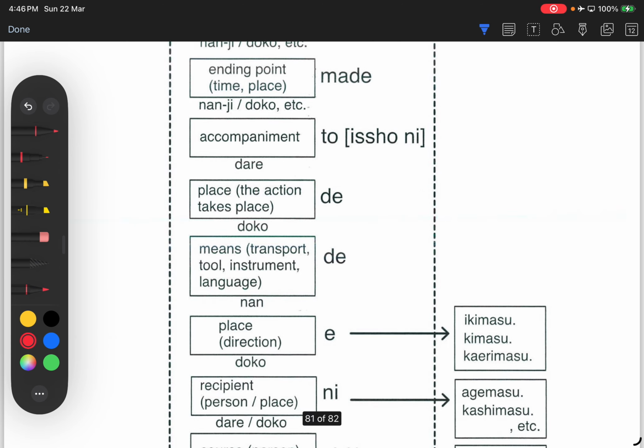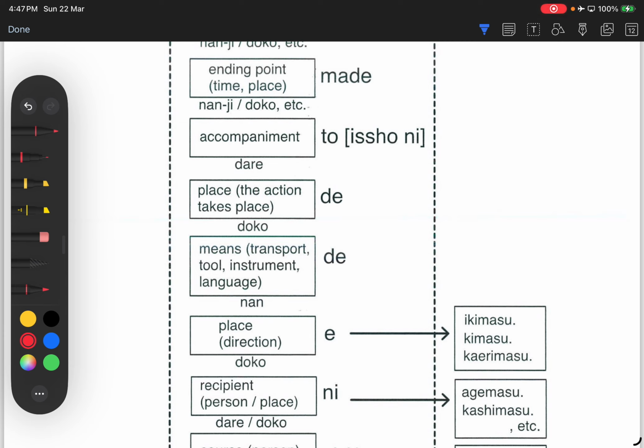Then the next will be the place of action. So did we learn the place of action? No, we did not. We haven't yet. The place of action will be next week. But anyways, you can see there's two there. There are two meanings, right? We have learned the other one today, the one below, the by means of transport, tool, instrument, and language. So that one we learned today already. But the one above, the place of action, we will learn next week.